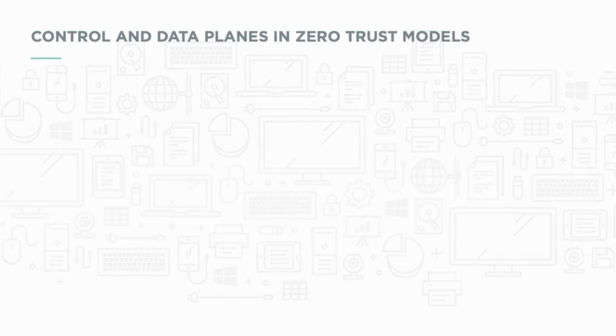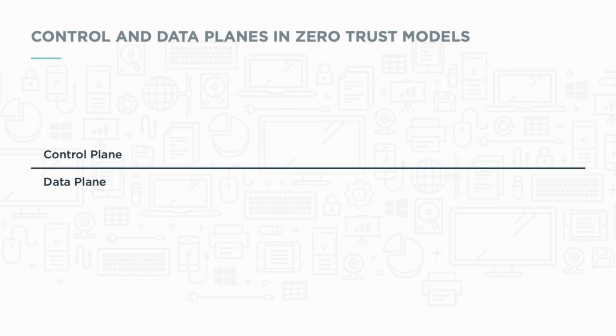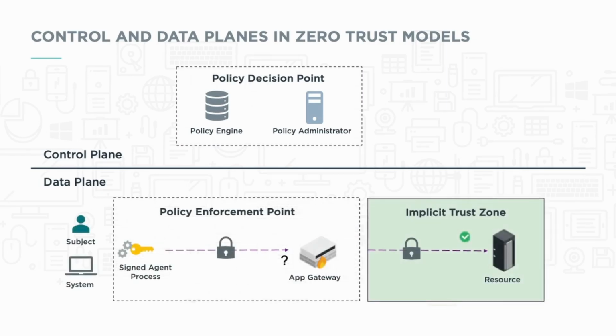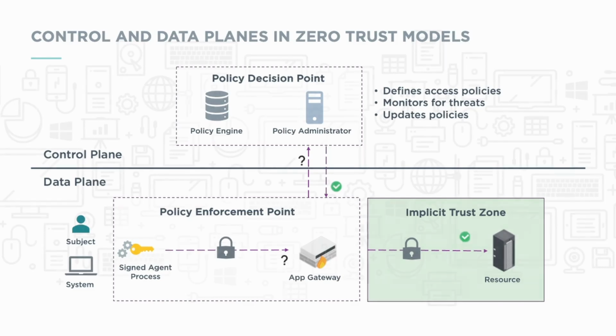Zero Trust separates the control plane and data plane for flexibility and scalability. In a Zero Trust architecture, the control plane manages policies and authorization, while the data plane handles secure data transfer. The control plane defines access policies, monitors for threats, and updates policies. The data plane establishes secure data pathways and enforces access policies. Separating these planes enhances flexibility and security, allowing for granular control and continuous monitoring.